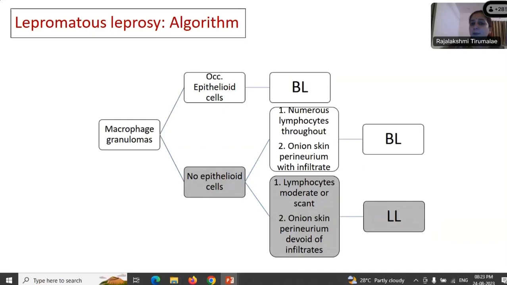And for the lepromatous spectrum, what helps you to differentiate, of course, other than the presence of a combination of foamy histiocytes and epithelioid cells, is the presence of onion skin perineurium with the infiltrate. So I think this is something which none of us should miss.